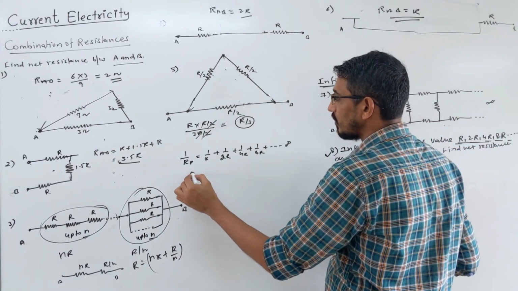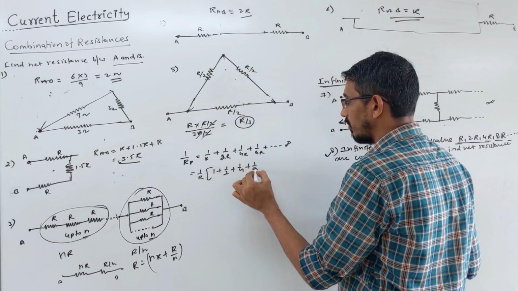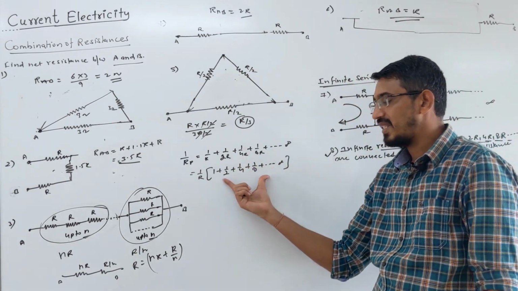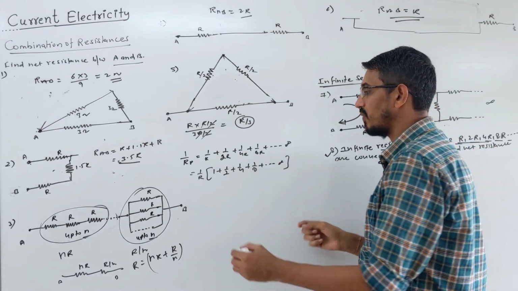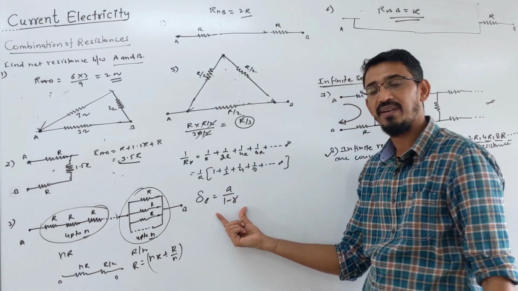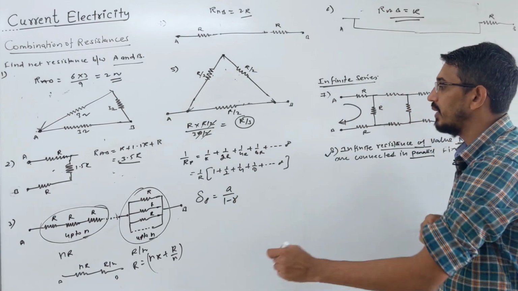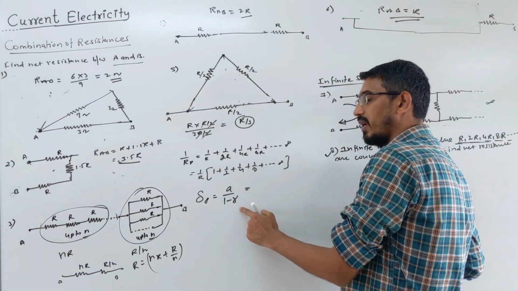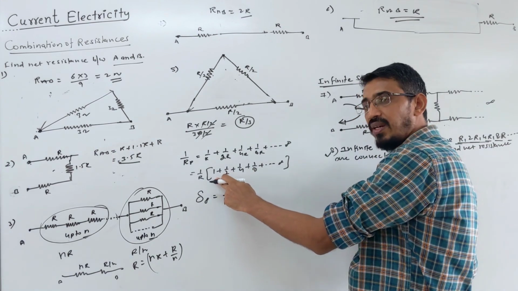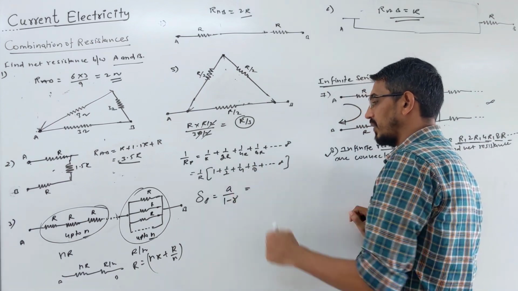You want to simplify this. So what will you do? Take 1 by R common, so you get 1 plus 1 by 2 plus 1 by 4 plus 1 by 8. It goes on till what? Infinity, right? You want to add this infinite series. So what is the sum of an infinite GP? A upon 1 minus r. I am doing this in every chapter of physics; this formula is coming all the time. A is called the first term, r is called the common ratio. This series is every time multiplied by 1 by 2.